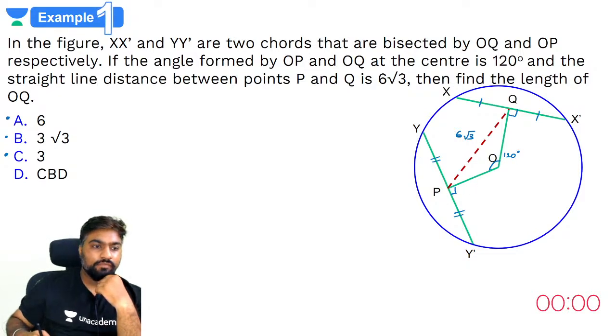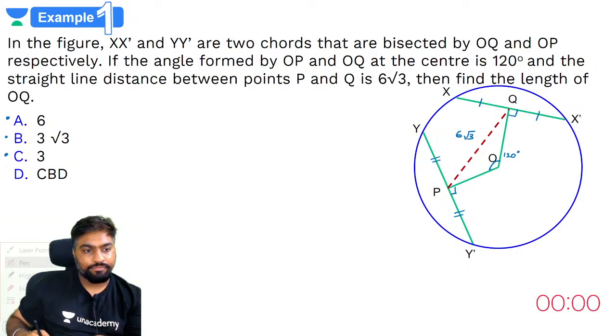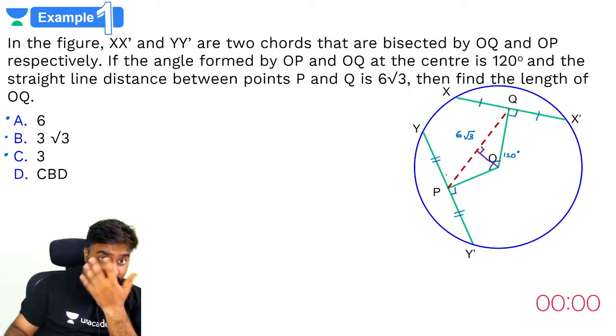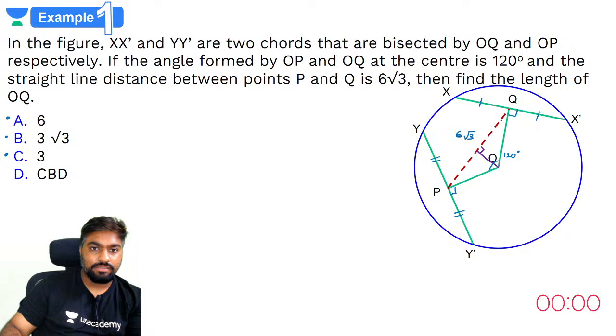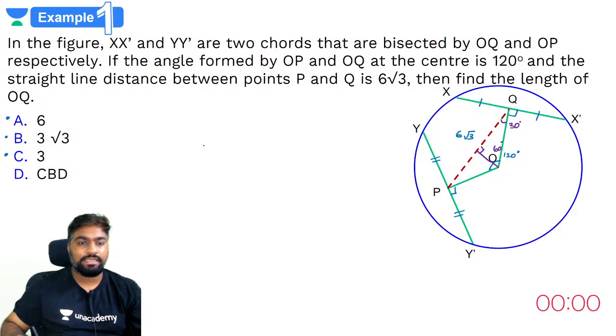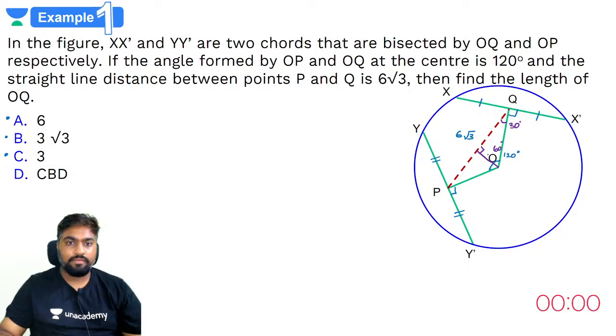So if I were to draw a perpendicular from here to here, this will be 90. Since this is 120, this will be 30 each, right? So this will become 30. Ultimately this angle is 60. So what do you have? You have a 30-60-90 triangle. Agreed?